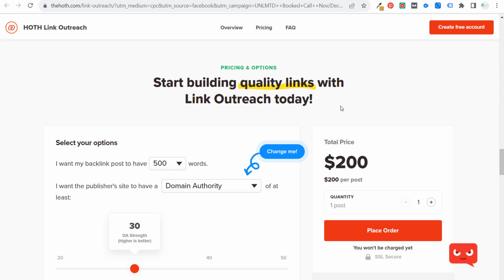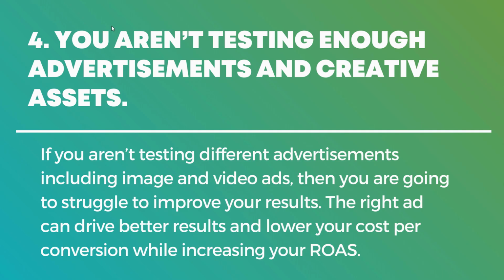So that's one thing that you also want to keep in mind as you are launching your advertising. Making sure you're creating enough advertisements and creative assets because it can really help to increase your return on ad spend, lower your cost per lead in this case.